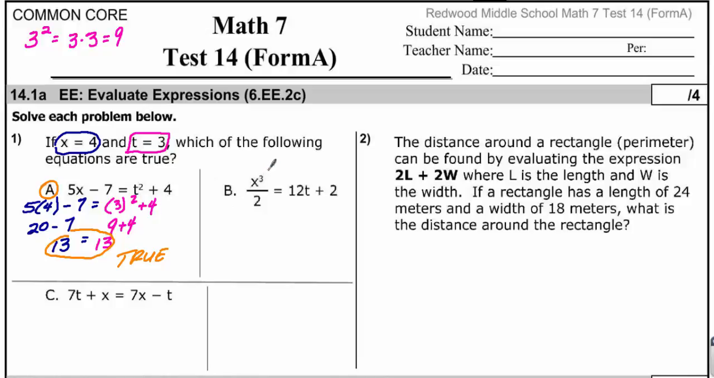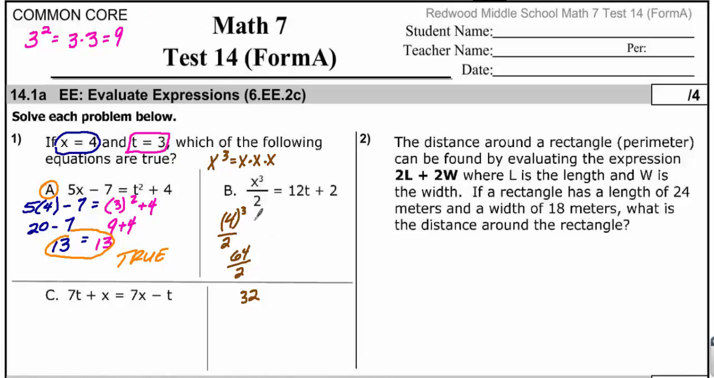So we have x cubed. That means when you see x cubed, that means x times x times x. So in this case, since x is 4, that means 4 to the third power. So we have our 4. Remember, I talked about putting that in parentheses, so if it was a negative, you'd be sure to make the negative times the negative times the negative. So we have 4 to the third power divided by 2. Well, 4 to the third power is 64, so we have 64 divided by 2, and 64 divided by 2 is 32.